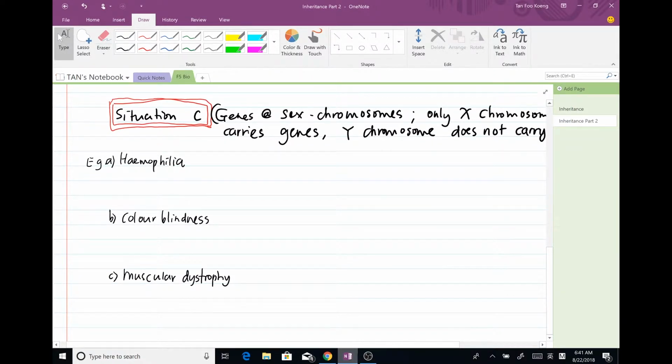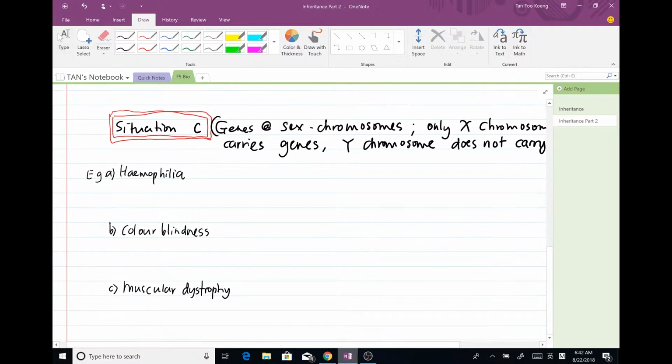The first one is hemophilia. Hemophilia is the inability of the blood to clot. Color blindness is the inability to differentiate color, especially the red and the green color. Muscular dystrophy is also a type of sex-linked disease whereby the body is unable to synthesize the protein needed to construct muscles. As a result, the muscles degenerate.